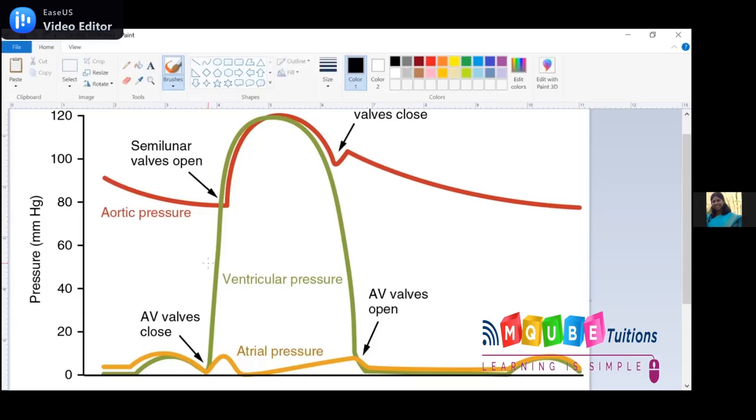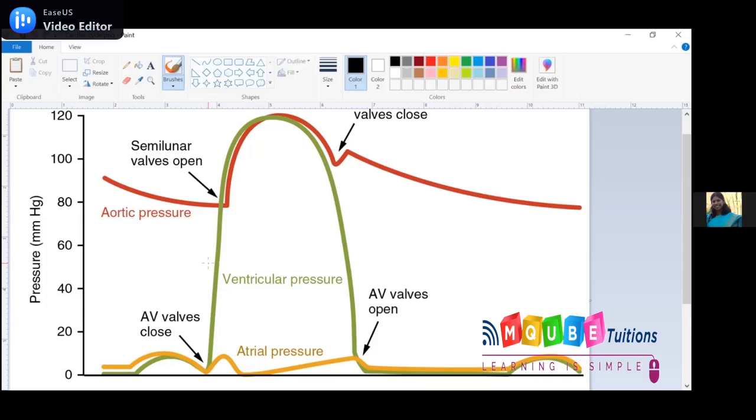Okay? But the second part, when it overflows, it should not push back water into the first part. So it has to close that. So that is when the AV closes. Is it clear till now? So this closing of the valves is the lub sound. Is it clear? That records as a lub sound.